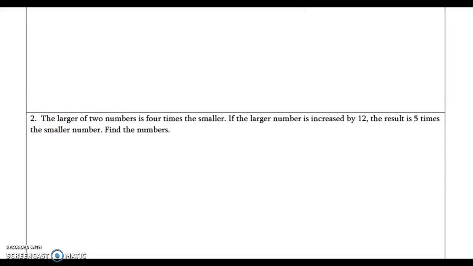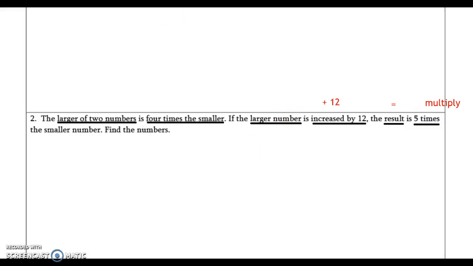Next question says the larger of 2 numbers is 4 times the smaller. So the larger of 2 numbers, that's one item. 4 times the smaller, that's another item. If the larger number is increased by 12, and you know in annotation we should add in our notes, increased by 12, of course, means plus 12. The result is, and you know that result is something that we indicate with the equal sign. So the result is 5 times, and we know that times is one of the keywords that we use for multiplication.